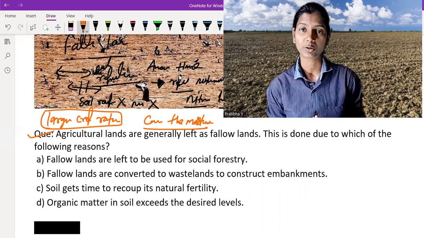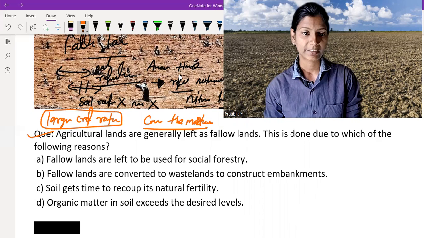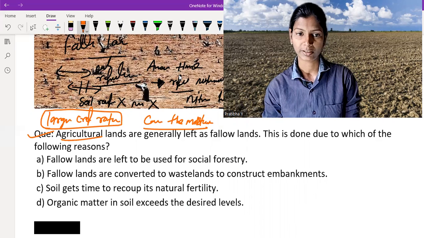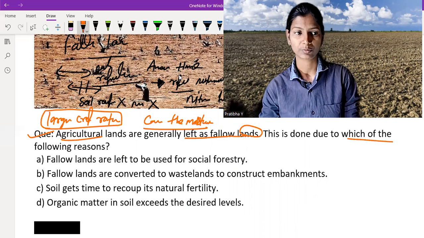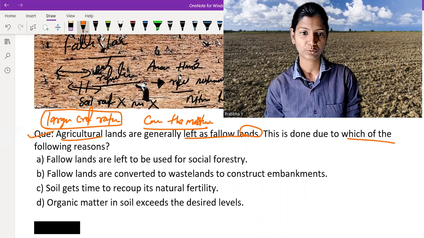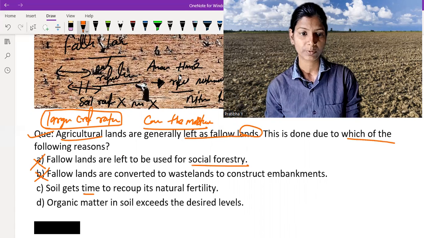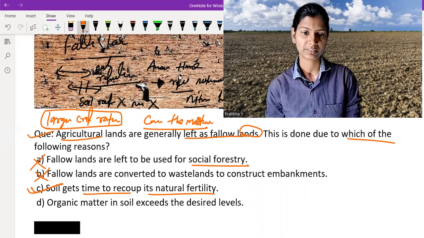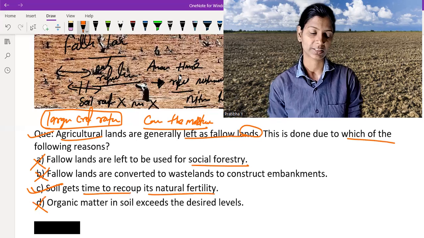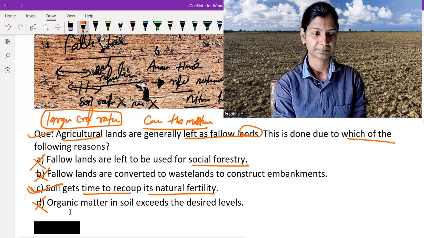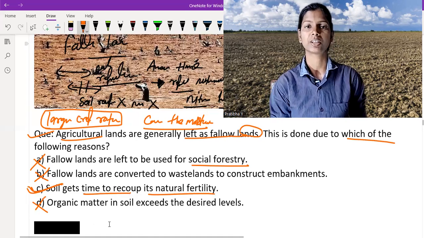Now we are going to solve one question based on fallow land. Agricultural land is generally left as fallow land. This is done due to which of the following reasons? Fallow lands are left to be used as a source of forestry, no. Fallow land is converted to wasteland to construct embankments, no. Soil gets time to recoup its natural fertility, yes. Organic matter in soil exceeds the desirable amount, no. So option C is correct. That means we are on the right path.